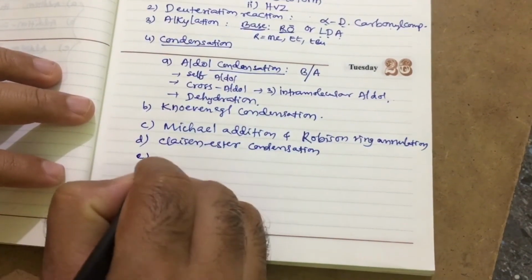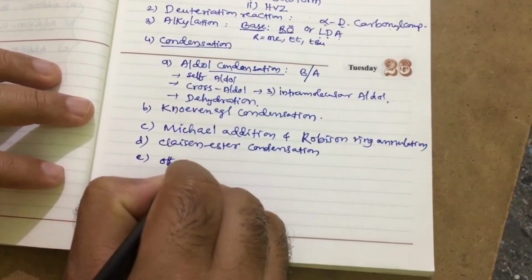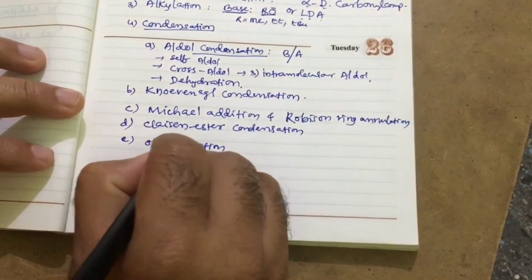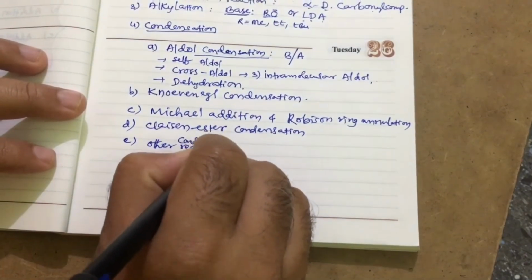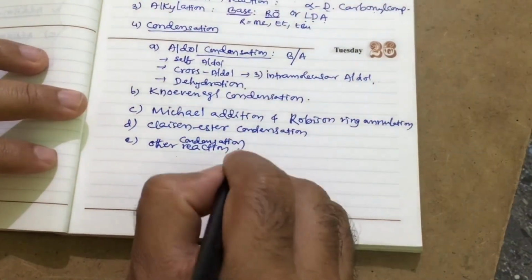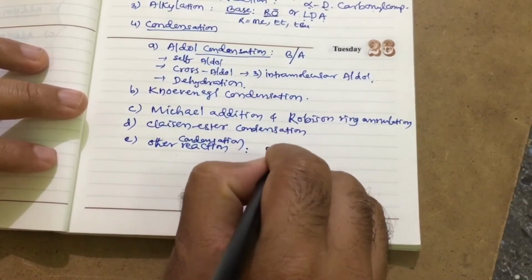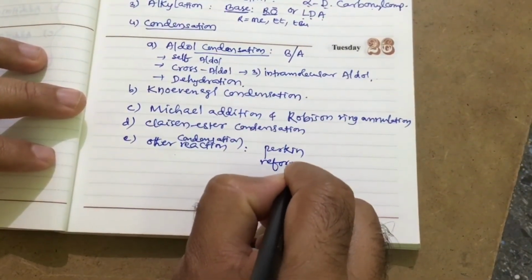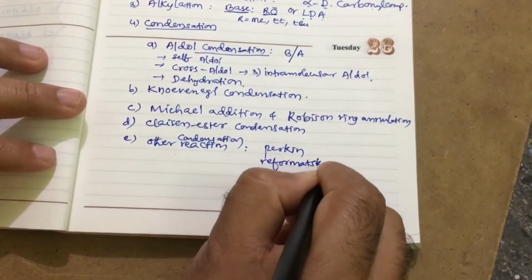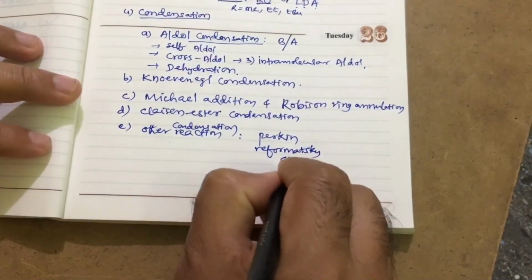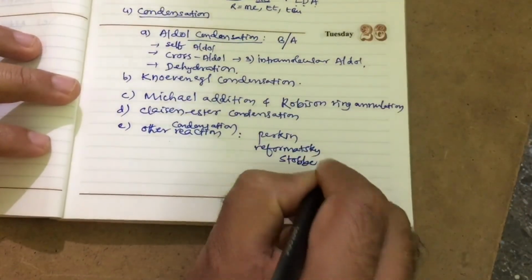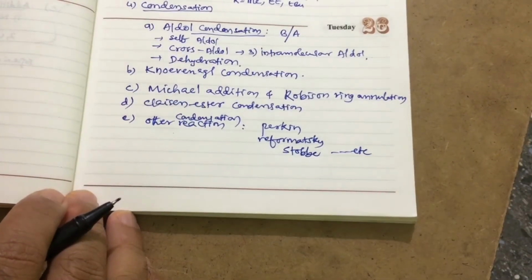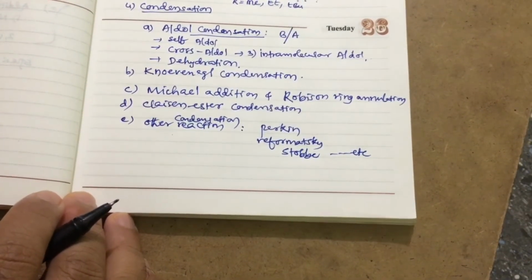Next, E is other reactions. Other condensation reactions are one is the Perkin reaction, the Reformatsky reaction, another one is the Stobbe reaction, etc. These undergo reaction through enolate.